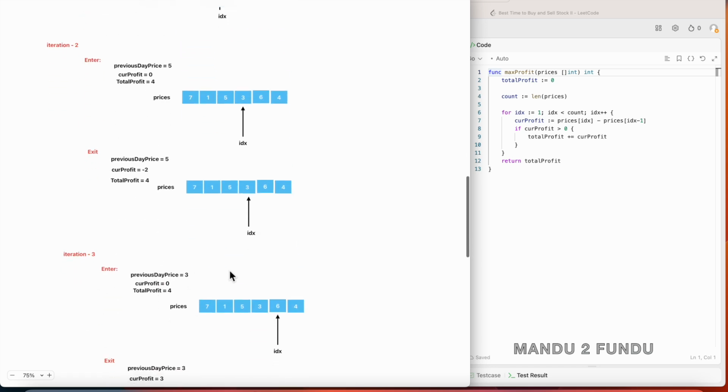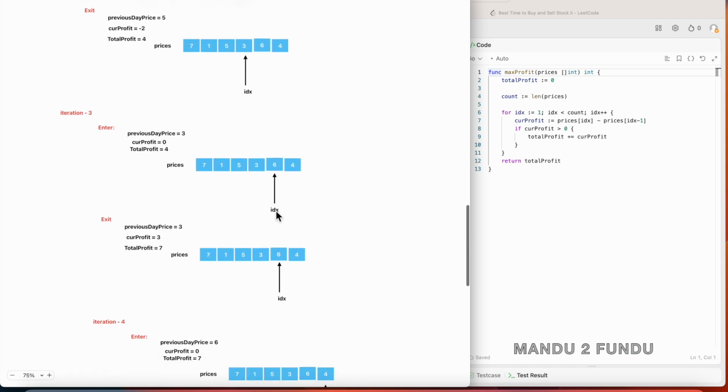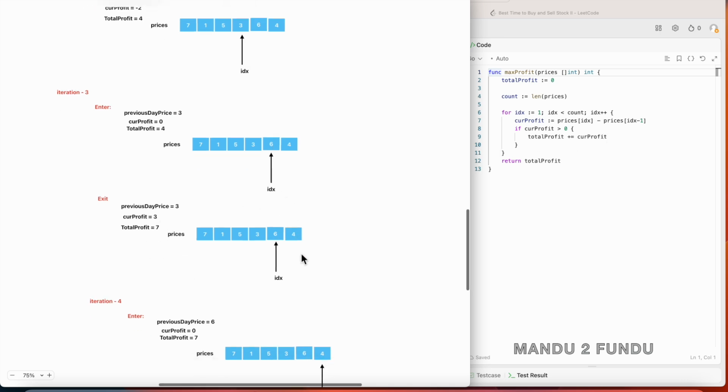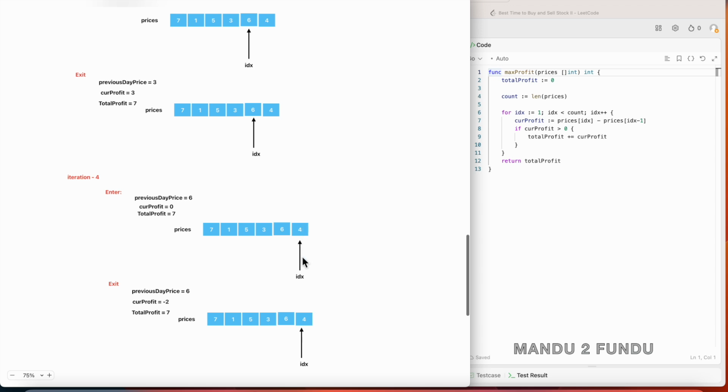On iteration 3, the current day price is 6 and the previous day price is 3. In this trade, we'll make a profit of 3. So that's why the current profit is 3. So we add that current profit to the total profit. So we get 7. On the last iteration, the current price is 4 and the previous day price is 6.